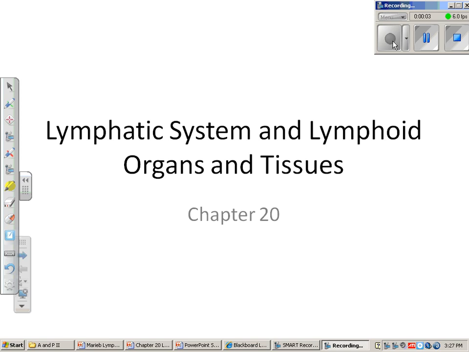All right, let's move on to Chapter 20. We're going to be talking about the lymphatic system and lymphoid organs and tissues. And what do you think of when you think of the lymphatic system? Lymph nodes, fighting disease, okay? This is one of the major places in the body in which disease is fought, and microorganisms, and this is the best battleground for your body.